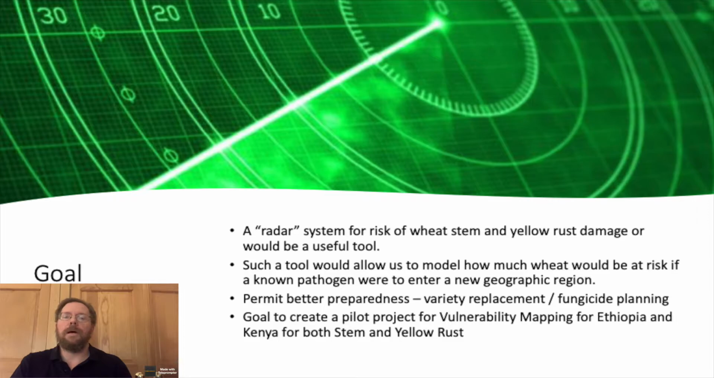Such a tool would allow us to model how much wheat would be at risk if a known pathogen were to enter a new geographic region. This would permit better preparedness, potentially variety replacement, and fungicide planning. Our initial plan is to create a pilot project for this tool for Ethiopia and Kenya for stem and yellow rust.